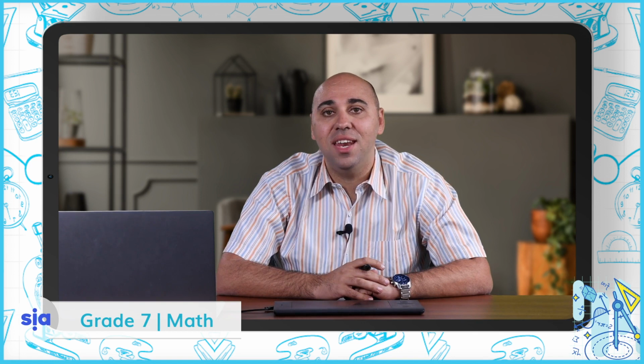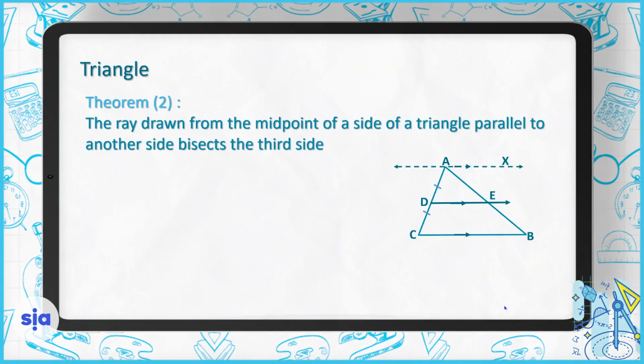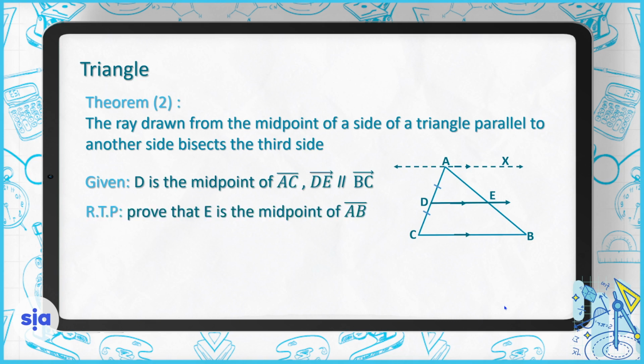Today we're going to continue working and learning about the triangles. Let's now go and see how we are going to prove this theorem. The givens are D is the midpoint of AC, where ray DE is parallel to BC. The question wants me to prove that E is the midpoint of AB.